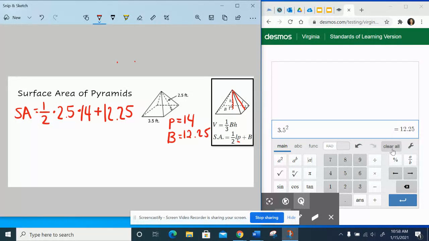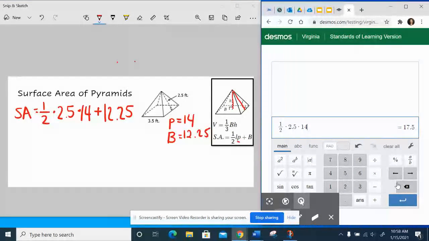So now I'm going to hit clear all in Desmos, and I'm going to go ahead and plug in all of that information. The first part was 1/2, or you could have done 0.5. That would have worked as well. And then I'm going to multiply that times our slant height, which was 2.5, times our perimeter, which was 14, plus our area of the base, which is 12.25.